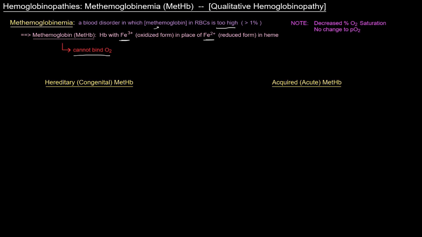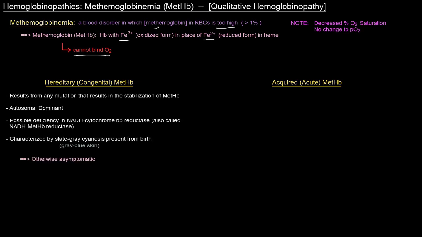When it comes to the hereditary methemoglobinemia, it results from any mutation that results in the stabilization of MetHb. So anything that stabilizes that oxidized form in heme causes the hereditary form, and it is autosomal dominant.